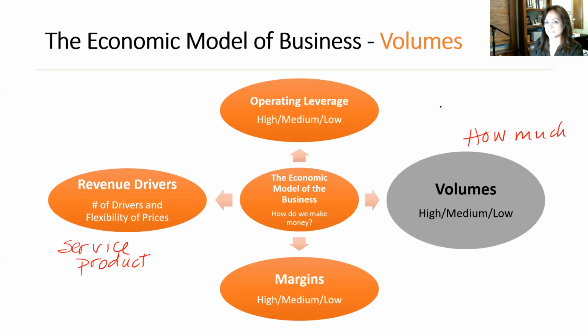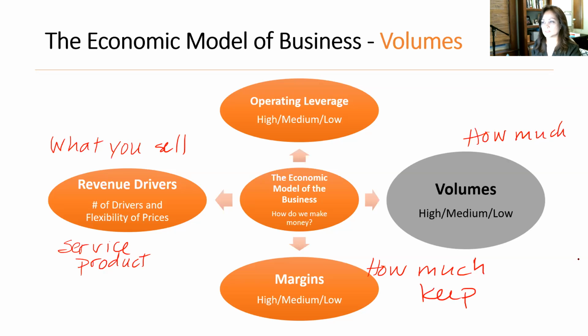They're all related. This is actually a relationship. That's what we're talking about. So what you sell, how much of it you sell, and your margins is how much you keep. These are simplified definitions, but I want this to be able to sink in a little faster.